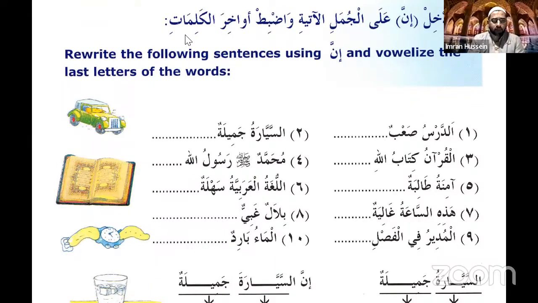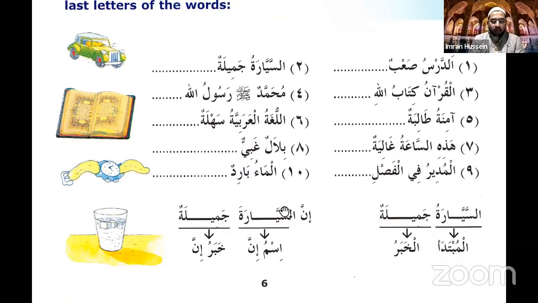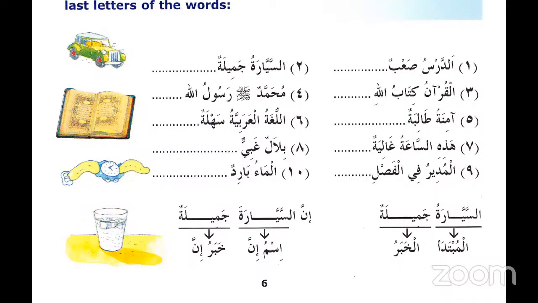Sister Kulthum, I want you to do the next five, where you read the original and then change it and tell me what happens, how inna is changing the harakat. So you've got the example there, as-sayyaratu jamilatun, and it becomes inna sayyarata jamilatun. So the first one is the car is new, but inna changed the mubtada into mansub form.